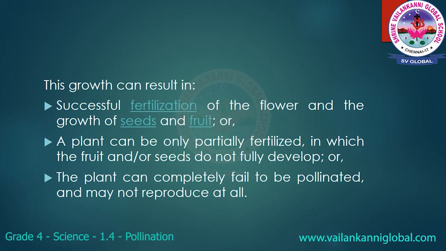This growth can result in successful fertilization of the flower and the growth of the seeds and fruits, or the plant can be only partially fertilized, in which the fruit and/or seeds do not fully develop, or the plant can completely fail to be pollinated and may not produce at all.